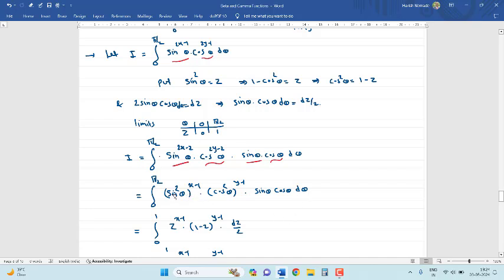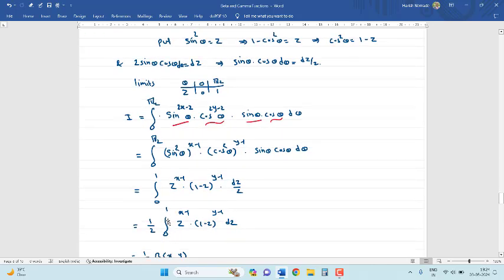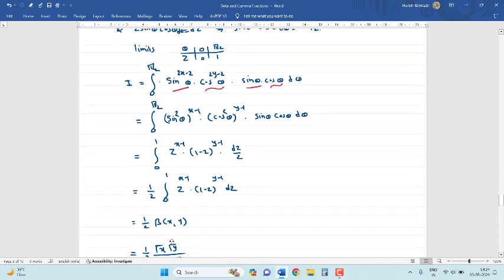But sin square theta is z and cos square theta is 1 minus z. So this is integration from 0 to 1 of z raised to x minus 1 into 1 minus z raised to y minus 1, and sin theta cos theta d theta is dz upon 2. So this is equal to 1 half integration from 0 to 1 of z raised to x minus 1 into 1 minus z raised to y minus 1 dz. But by the beta function, this is the value of beta x, y.